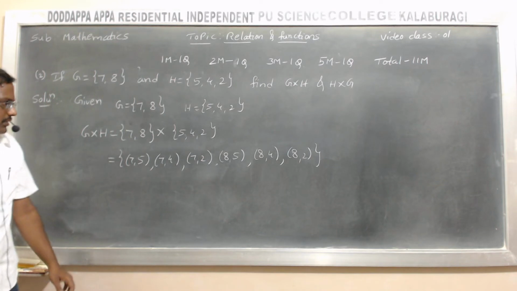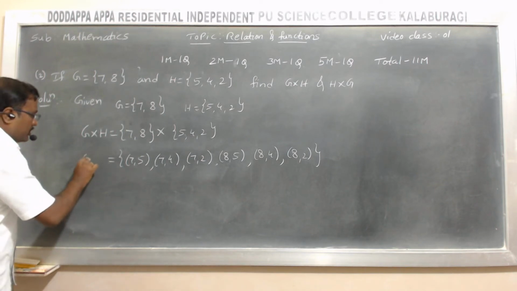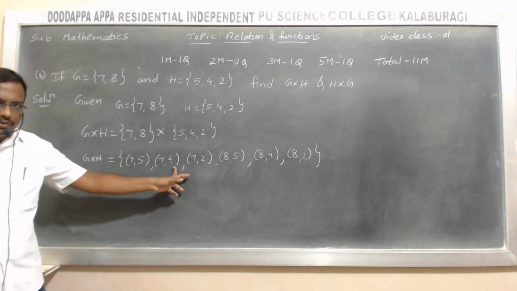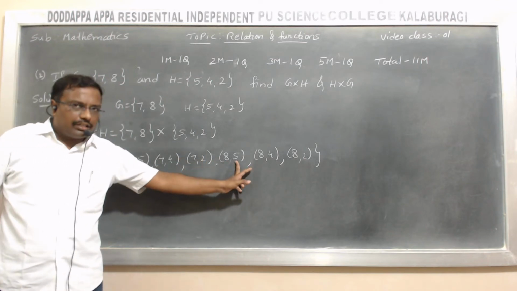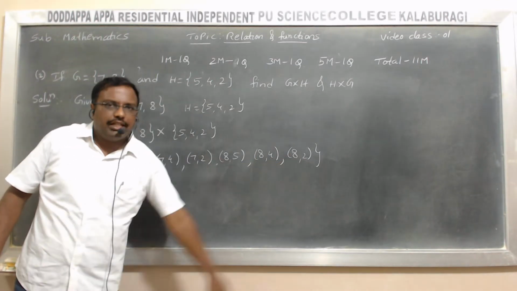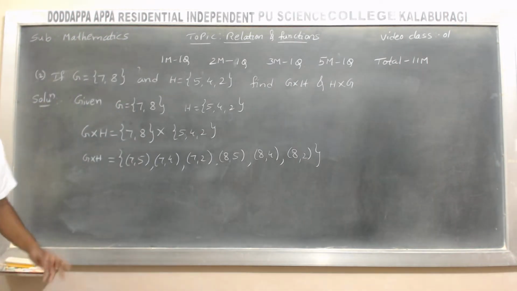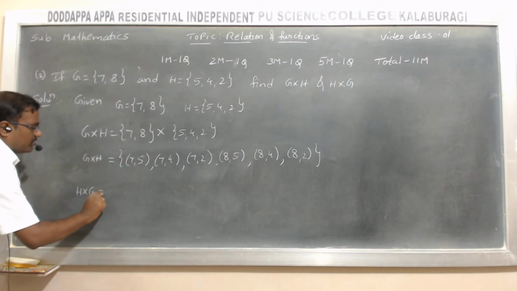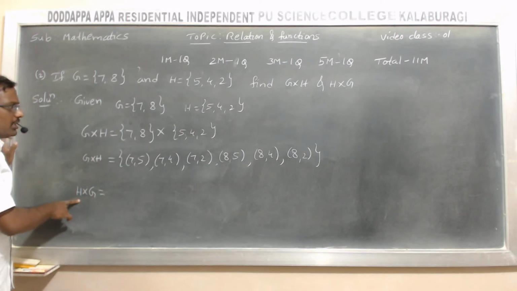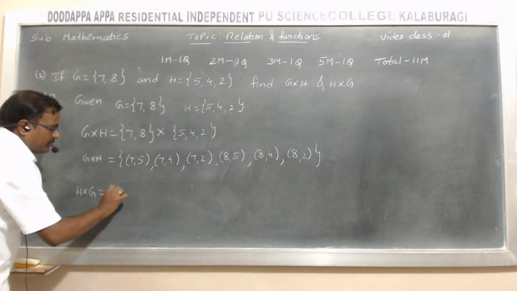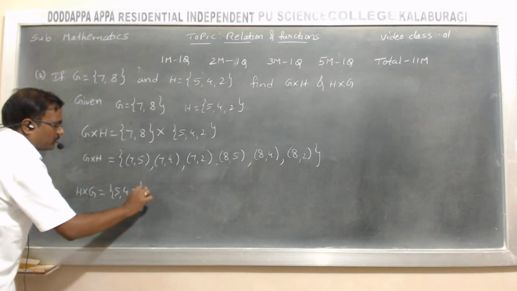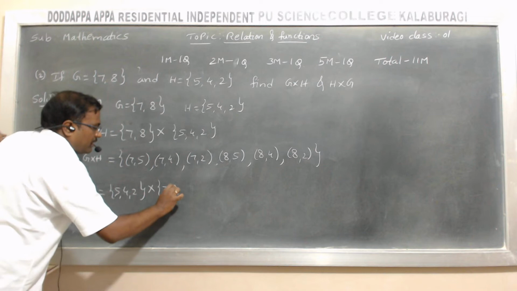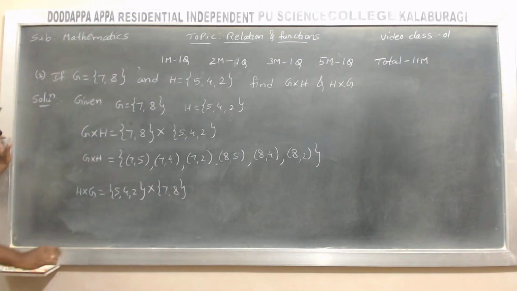Okay, so we get the answer G cross H is equal to (7,5), (7,4), (7,2), (8,5), (8,4), (8,2). Similarly, you can find out H cross G. H cross G, here what is given? H set is {5, 4, 2} cross G set is {7, 8}.